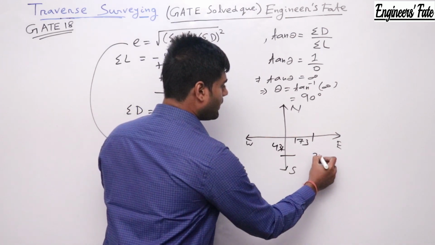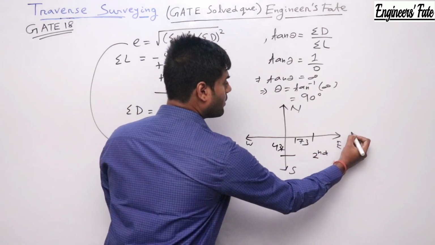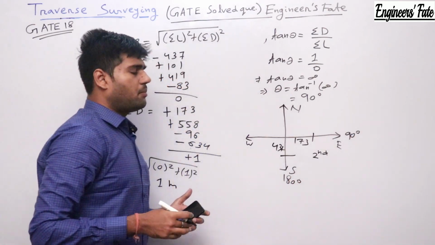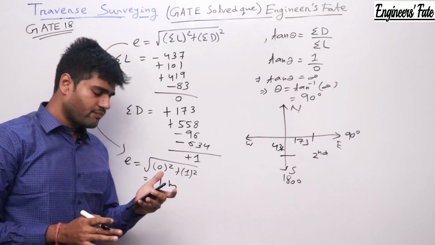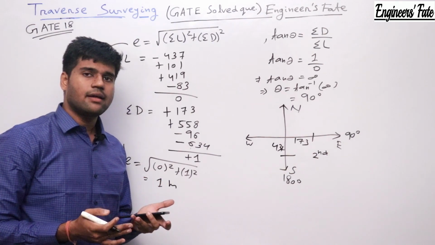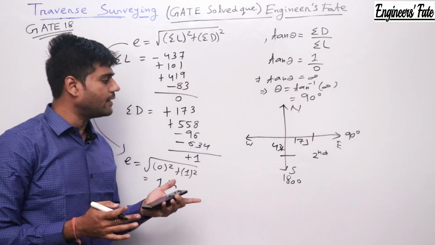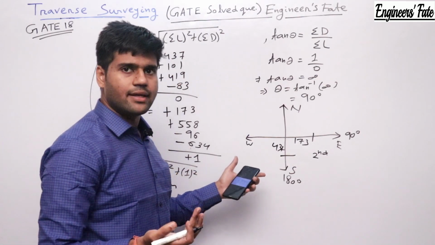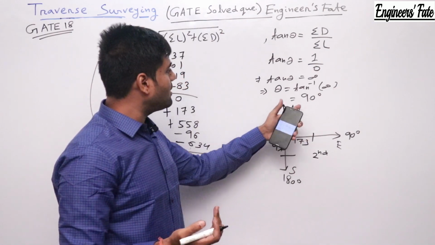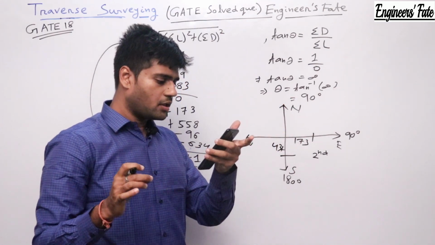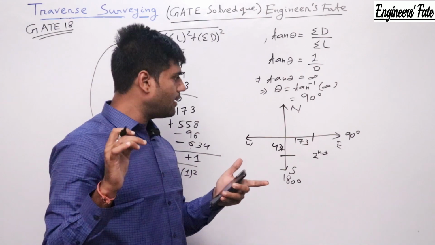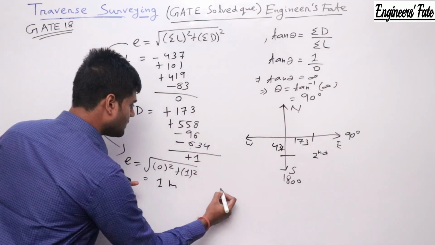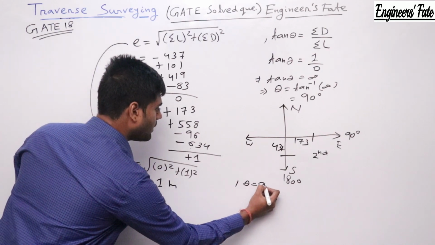So the value should be in the second quadrant, and the second quadrant starts from 90 degree to 180 degree. But in the options you cannot find a value between 90 degree and 180 degree, and more than 180 degree is wrong. Our answer is 90 degree. In the options you will find 90 degree is present. So my answer is theta equal to 90 degree.